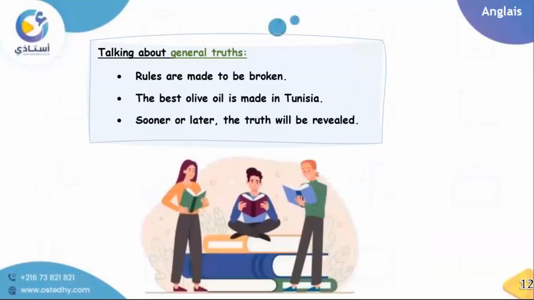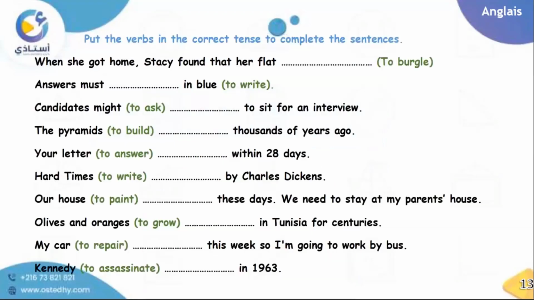Banting. And also we can use it to talk about general truths. Rules are made to be broken. The best olive oil is made in Tunisia, or sooner or later the truth will be revealed. When we use the passive form, we would say that something has been done or something was done. And that's about it. Sometimes you don't know who did it. Sometimes you do. We're just focusing on the action. Okay? Let's try now to put the verbs in the correct tense to complete the sentences, of course, in the passive voice.